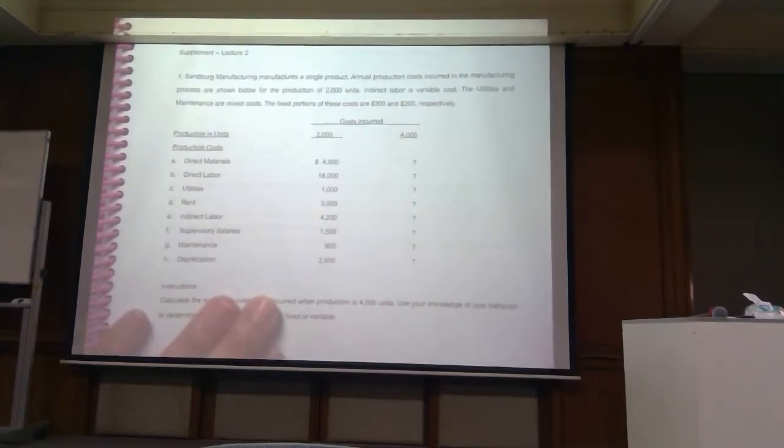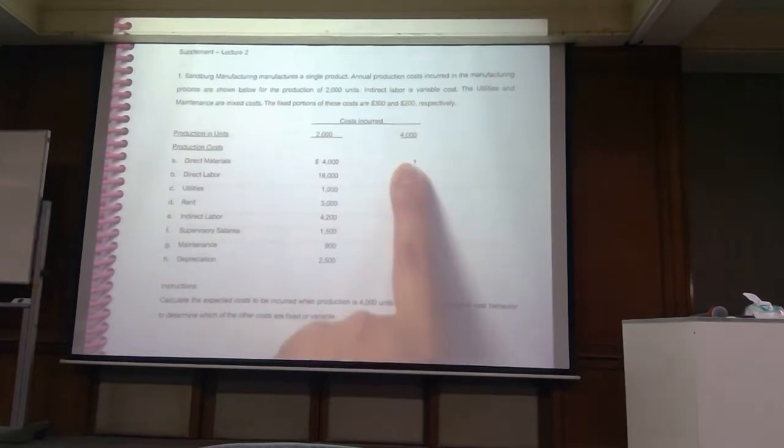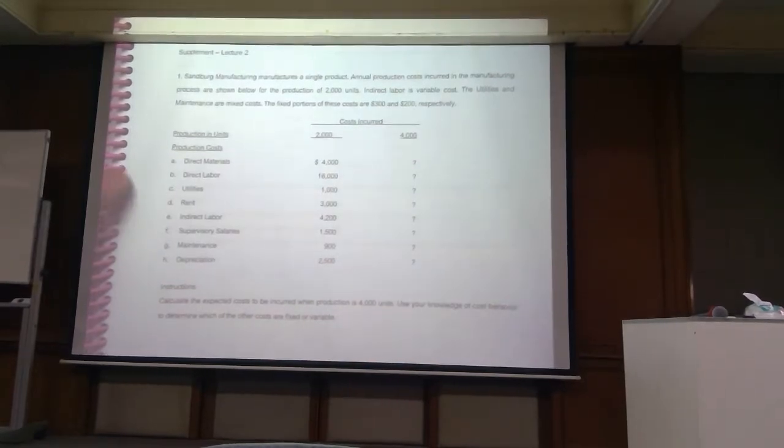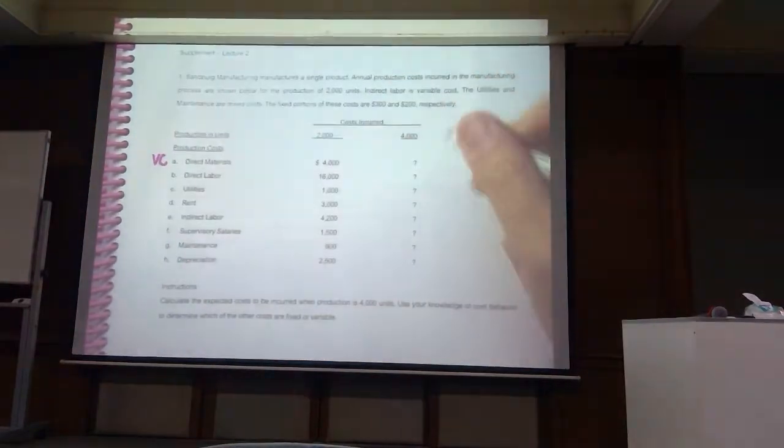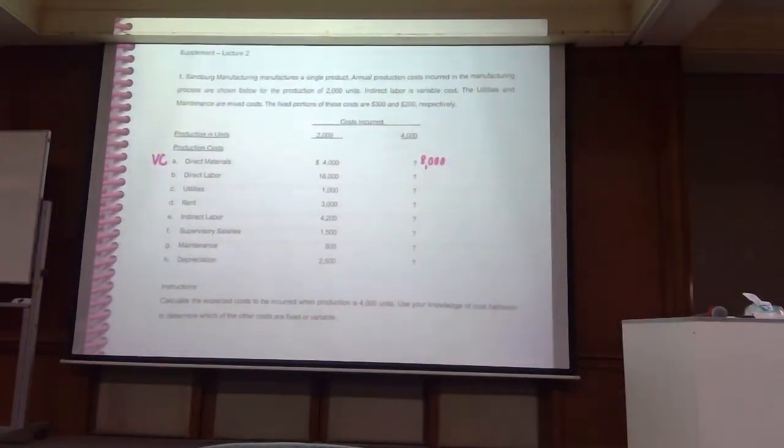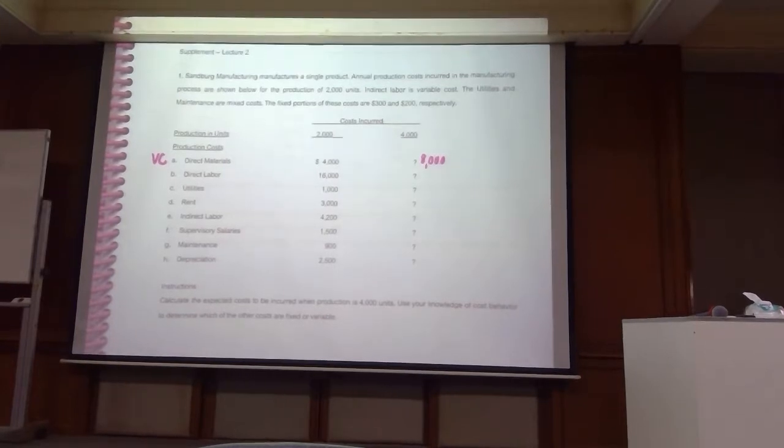But before we start computing, maybe let's look at the cost behavior first, okay? Can you help me identify each cost, whether it is variable, fixed, or mixed? Can you help me with that? How about direct material? Yeah, this one is variable and it's easy, right? 8,000. Or maybe I should give you guys a bit of time.